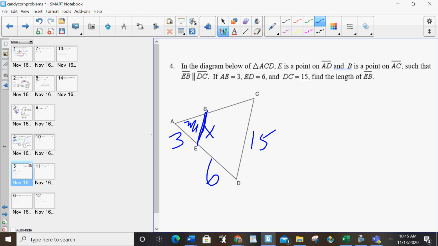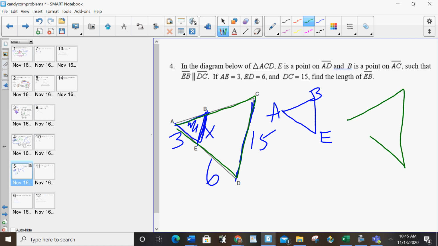Candy corn, bases separate. Are my bases involved in this example? Yes. So separate your triangles. Try and draw them as accurately as possible. So ABE looks something like this. And the big one is ACD. Looks something like that. Doesn't have to be perfect, but make it as accurate as possible.